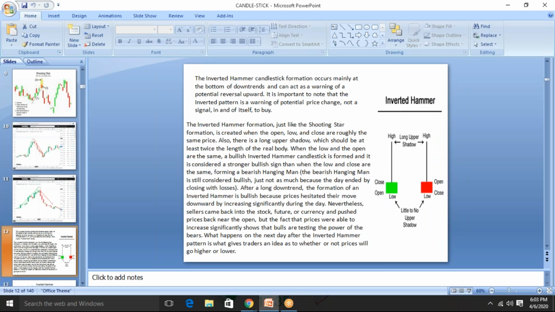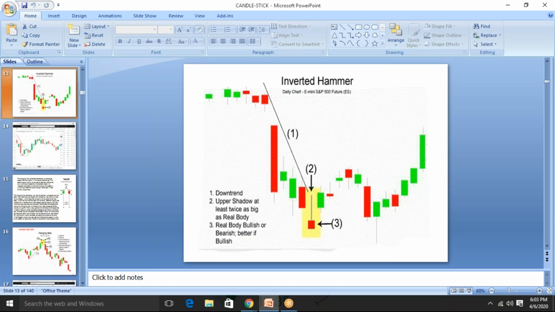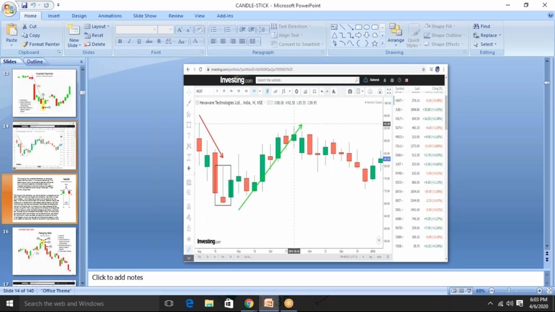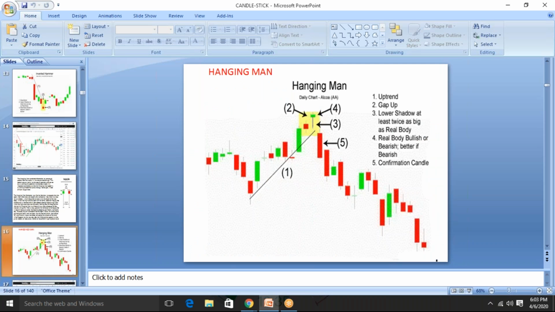Then I discussed inverted hammer, similar to shooting star, but the position is downtrend. I told you that you can take trades on this inverted hammer, but mostly I don't use inverted hammer for taking trades. Then I discussed hanging man. It appears in an uptrend and there should be a gap up condition. These are important conditions, gap up condition, and the color of hanging man can be either red or green. Color is not important.